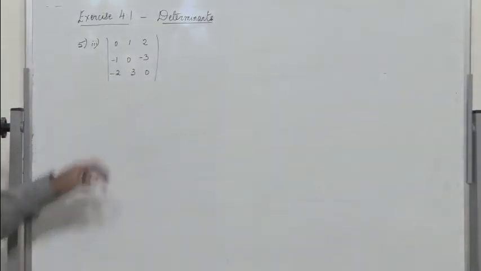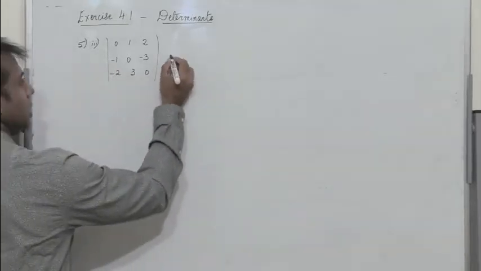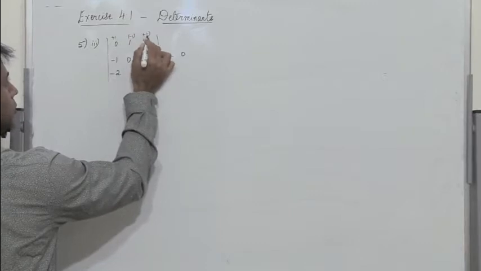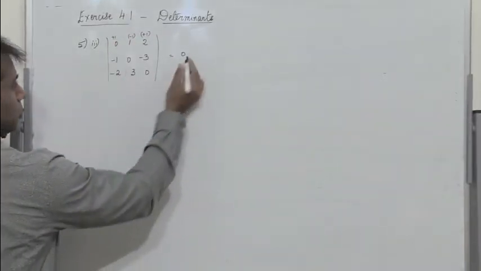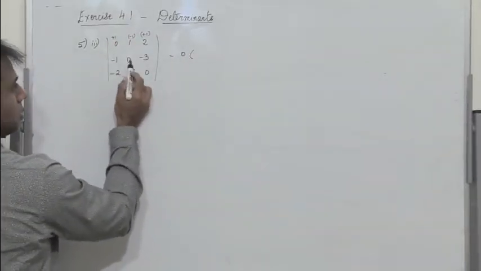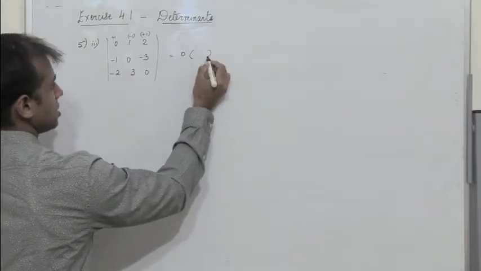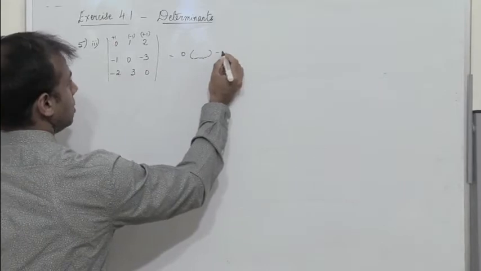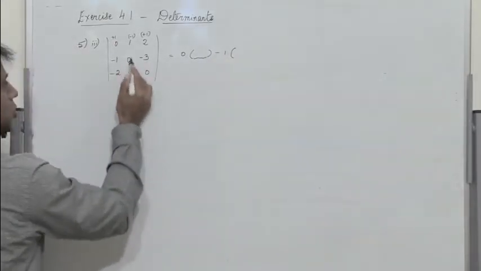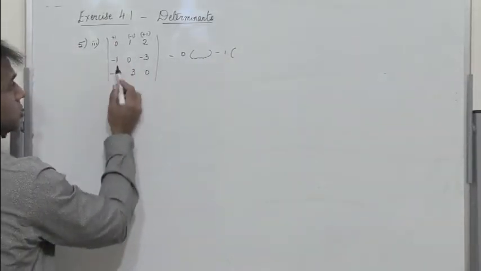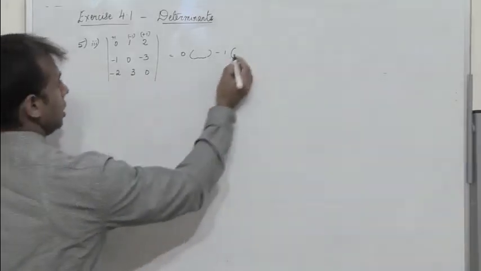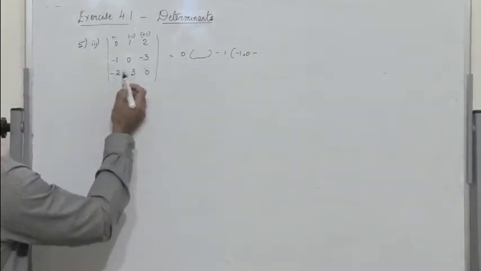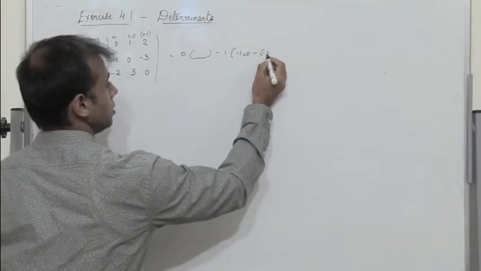So again we need to find the determinant here. So let me write plus 1, minus 1 and plus 1 for reference. So 0 into, so when I have a 0 here, it doesn't matter what is within the bracket, so I get a 0. Minus 1 into, so leave the second column and the first row. So it is minus 1 into 0 minus of minus 2 into minus 3.